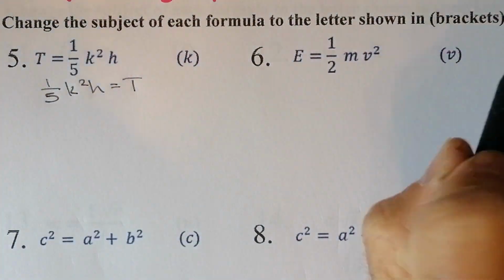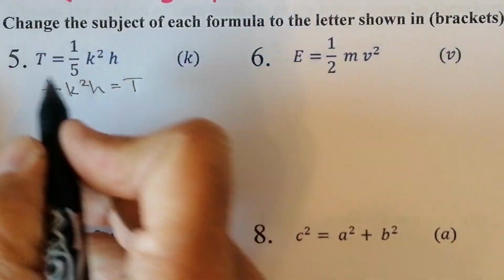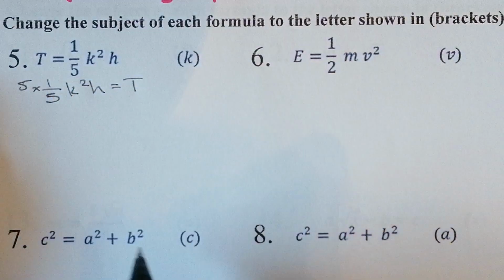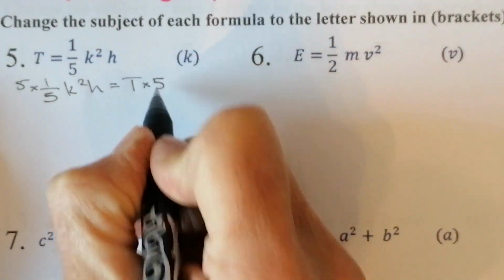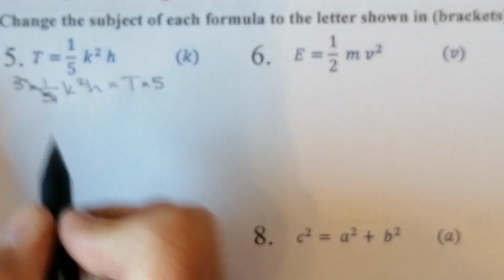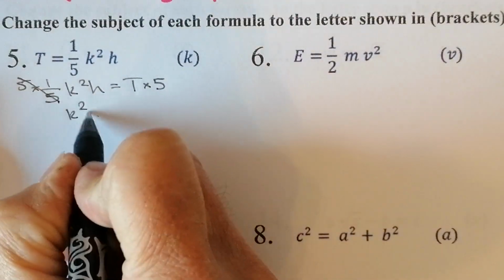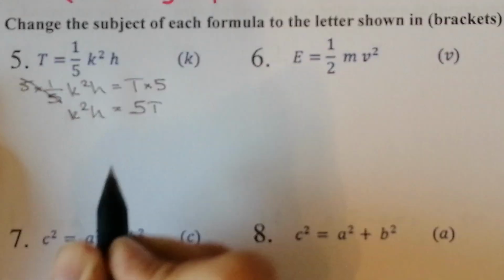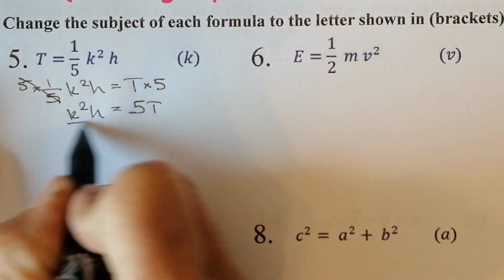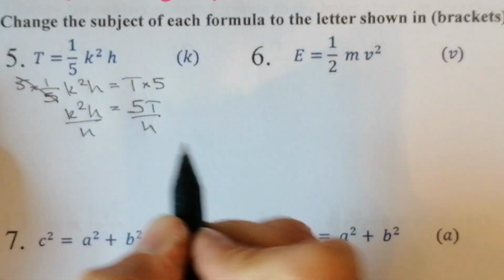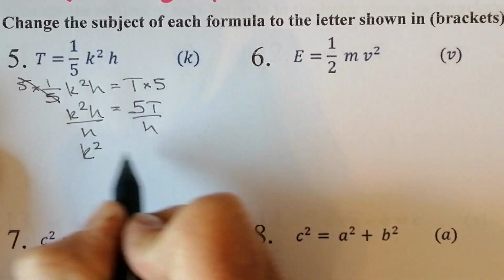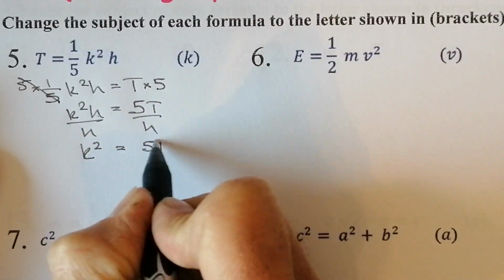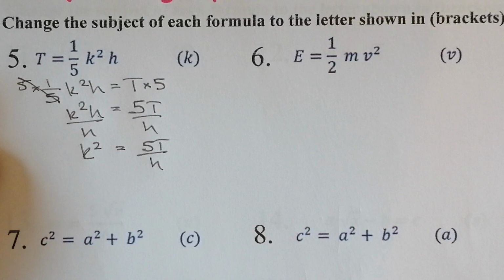And to get rid of a fifth, or I'm dividing by 5 here, I'll times both sides by 5. Okay? So what that does is it eliminates the fifth and the 5. So k squared h is equal to, and I'll write it as 5t. Don't want h on the left-hand side, so I'll divide both sides by h. And what that'll leave me with is k squared is equal to 5t all over h.